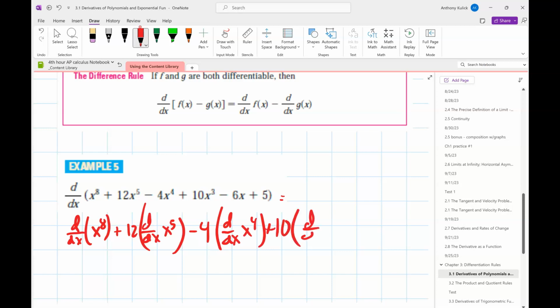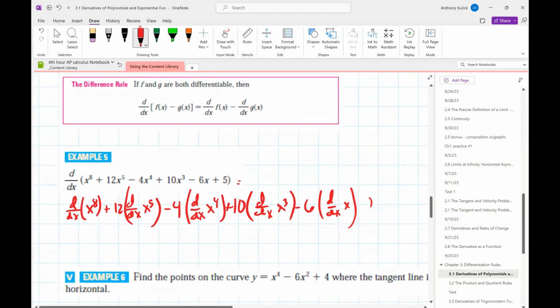Look at how wonderful this is. Do you even really need to show this work once you've gotten the hang of it? No, you can just go straight to writing down the answer. All right, what's the derivative of the first piece? 8x to the 7. Excellent. The next piece?